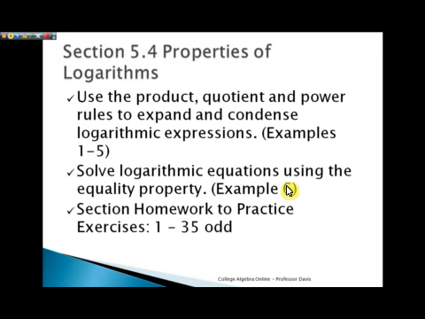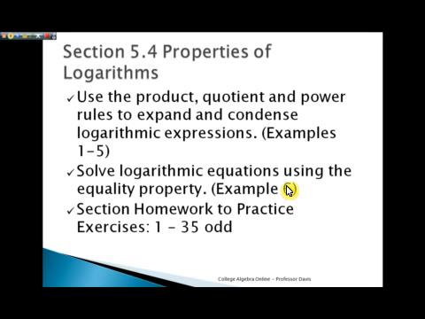We want to be able to solve logarithmic equations using the equality property. In other words, we want to write an equation in such a way that we have the log of some argument on one side of an equation, and then that same log with the same base on the other side of the equation, and that allows us to set the two arguments equal to each other and solve for the variable. So that's where this idea of condensing and expanding is a useful tool there.